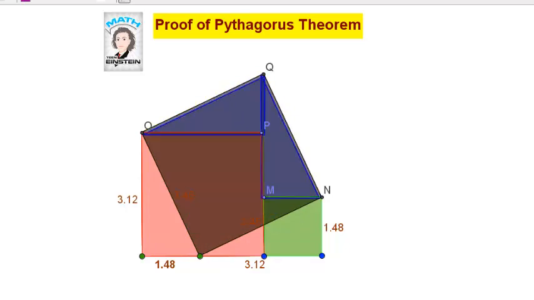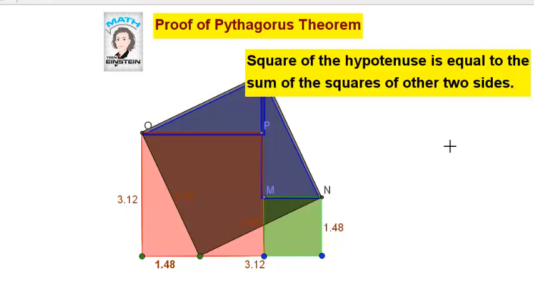So what the Pythagoras theorem says here is the square of the hypotenuse is equal to the sum of the squares of the other two sides, provided the triangle is a right triangle. If it is not a right triangle, this is not true. At the same time, for any triangle, if the square of the longer side (the hypotenuse is always longer) is equal to the sum of the squares of the other two sides, then the triangle must be a right triangle. That is called the converse of Pythagoras theorem.